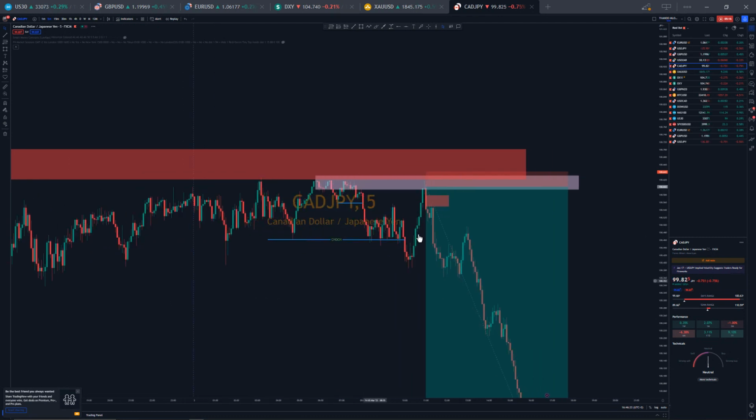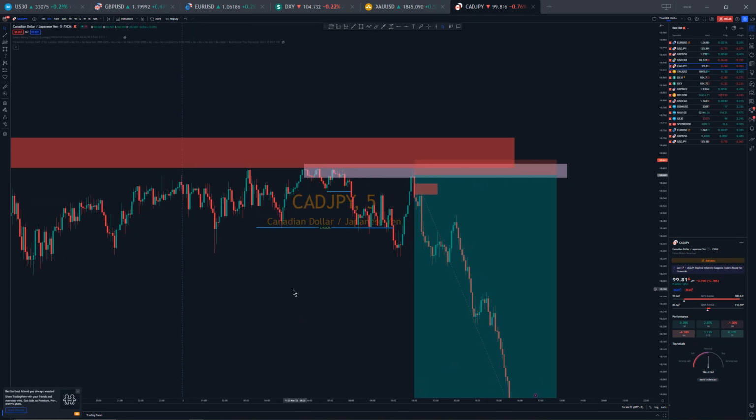So as you can see, this was a beautiful trade that one could have taken with an M formation right over there and to the downside. Then from there, the trade returns to the order block, a beautiful trade that one could have taken.